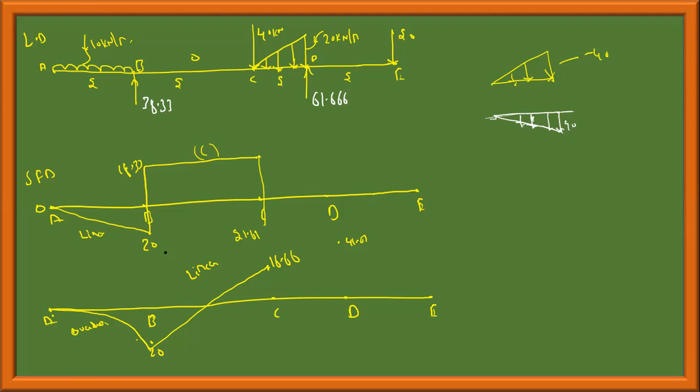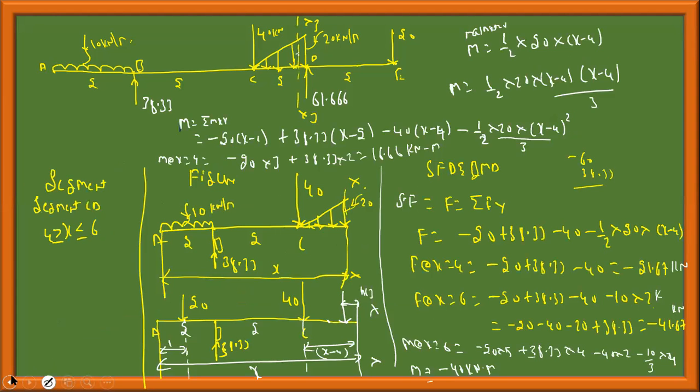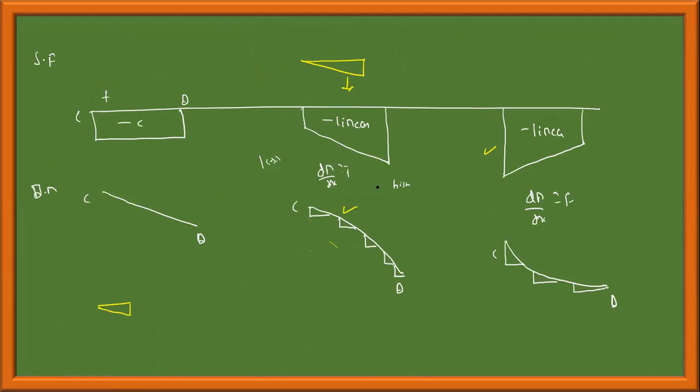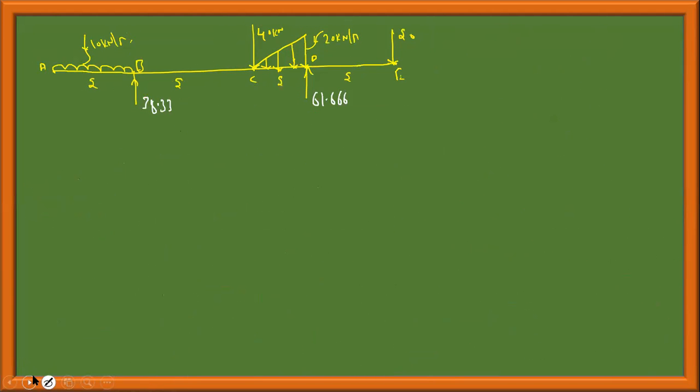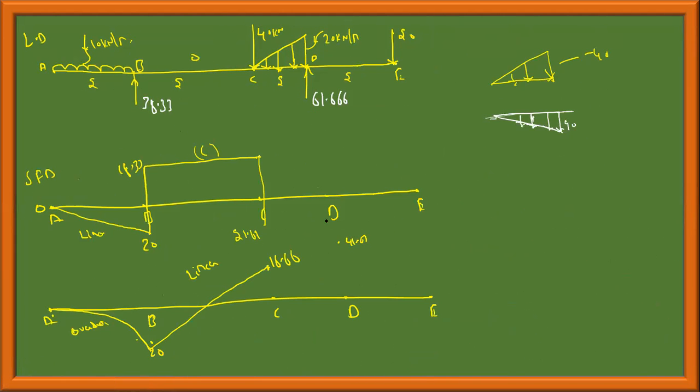Therefore, if I consider the same convention that we took for shear force, minus 40 is minus 40, not positive 40. Below the axis the curve will be like this. The shear force curve will be like this. In this region, from 21.6 to 41.6, the curve should be like this.